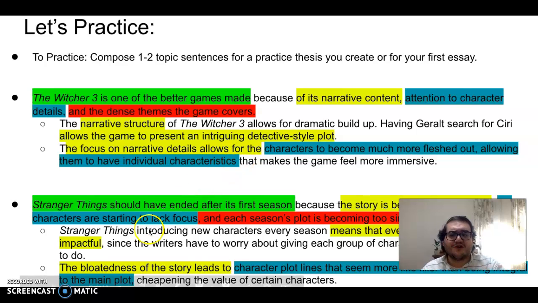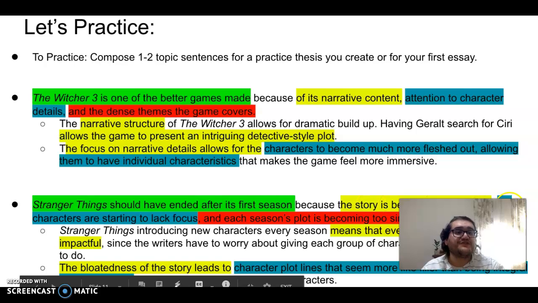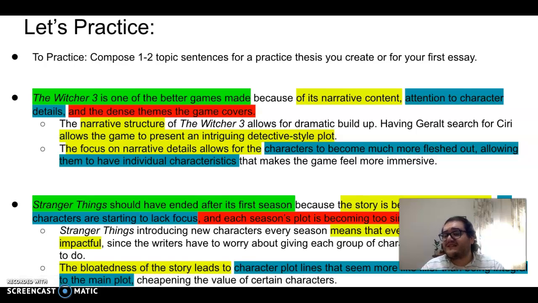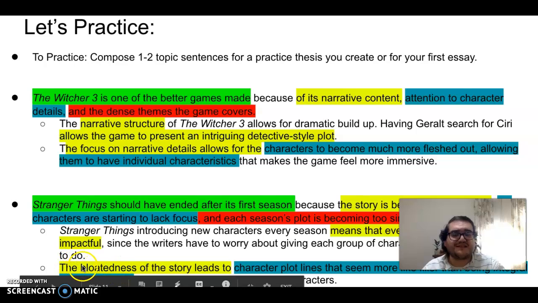So again, let's look at the color coding. Here's the yellow, my reason A, and then here's the blue, my reason B. The yellow is in the second topic sentence because that's serving as my transition. Although reason A is included in the second topic sentence, it's just a small portion of it, correct? The main focal point of the second topic sentence is still concerning reason B.